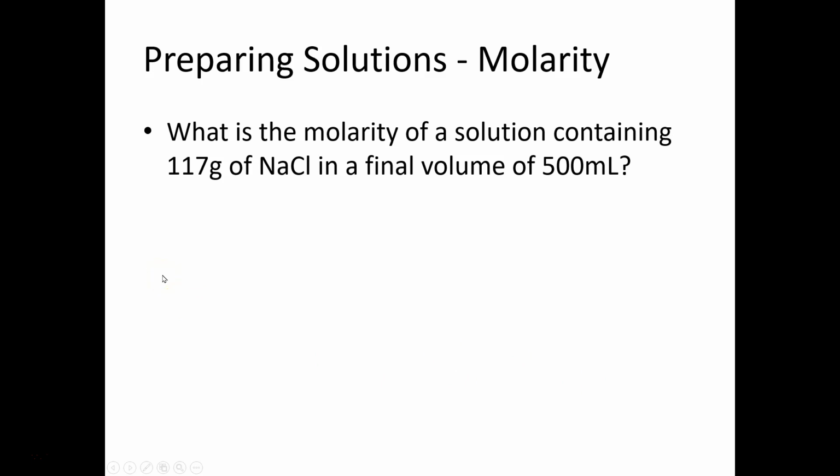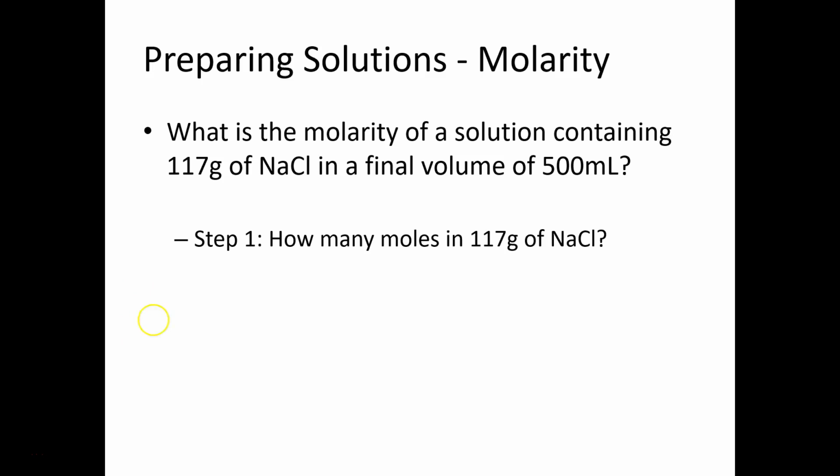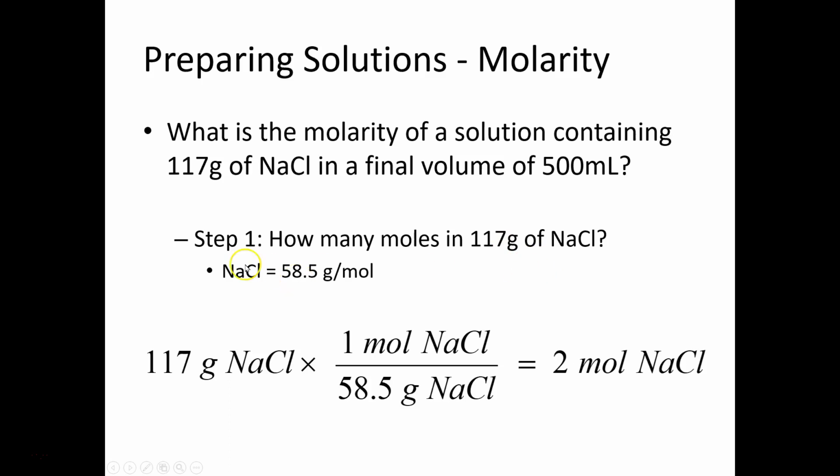What's the molarity of a solution containing 117 grams of NaCl in a final volume of 500 mLs? All right, so what are we given? We're given 117 grams of sodium chloride, and a final volume of 500 mLs, or half a liter. First of all, you want to find how many moles are in 117 grams. I can do that in my head. I know that 1 mole is 58.5 grams, and conveniently 117 grams is twice 58.5. But mathematically, we should be able to do it.